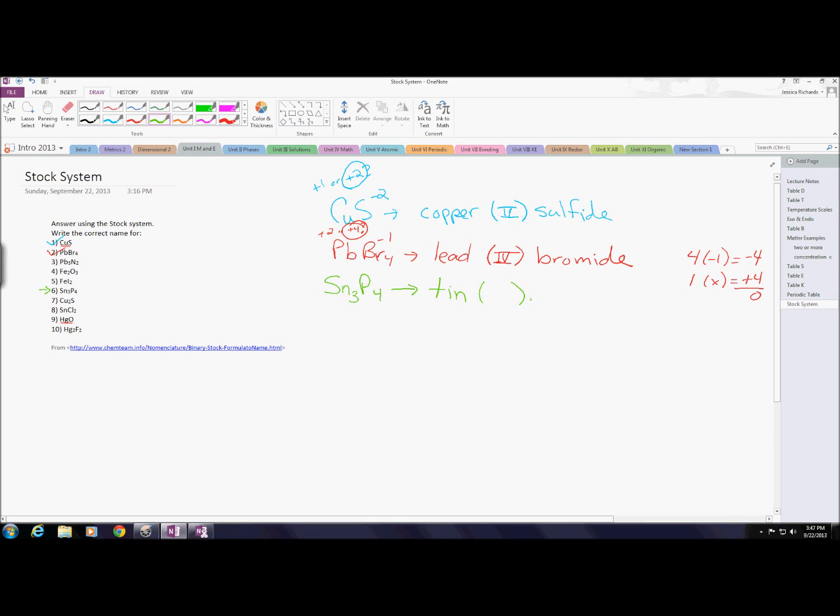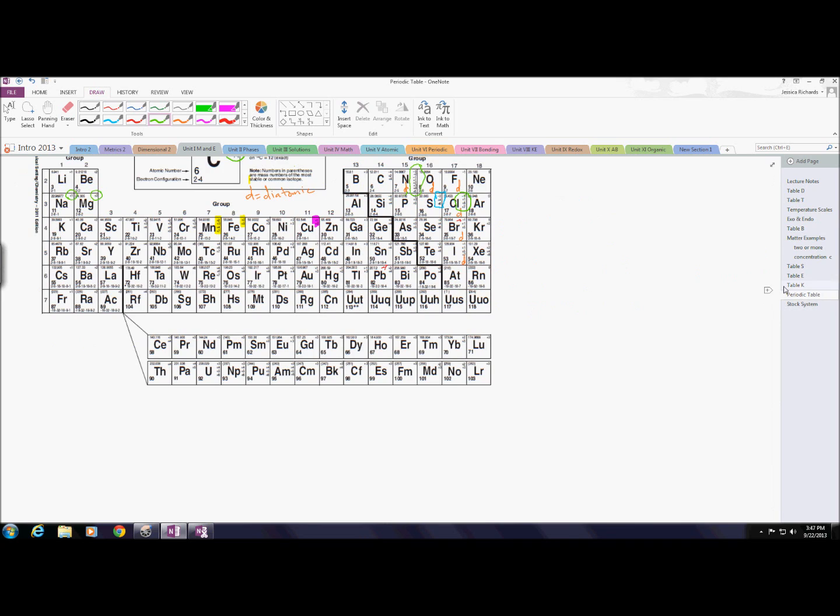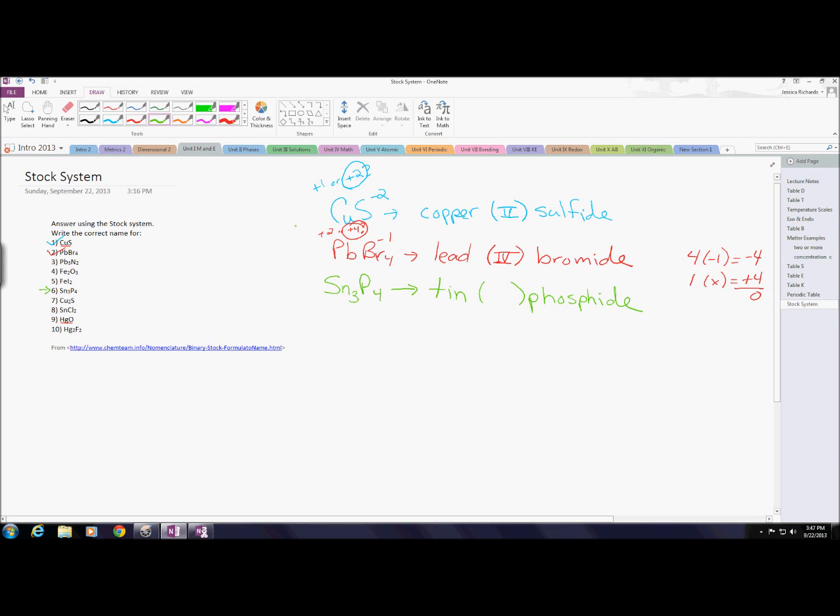P is phosphorus, so this is going to become phosphide. We're going to look at our periodic table and find tin and phosphorus. Phosphorus is -3. And tin, Sn, is going to be over here, and it's either +2 or +4. So tin +2 or +4, and phosphorus is -3.